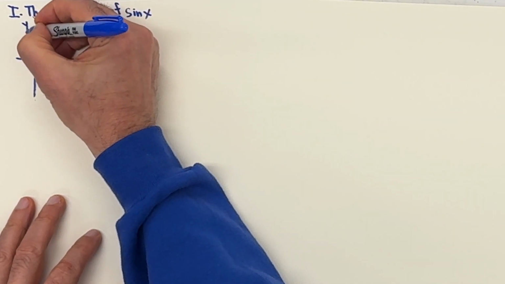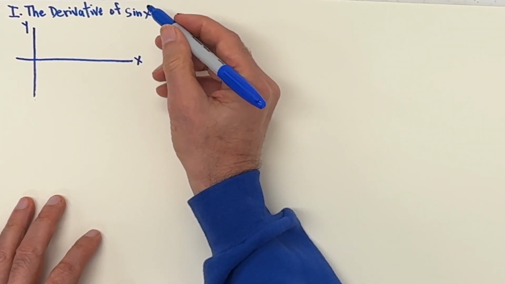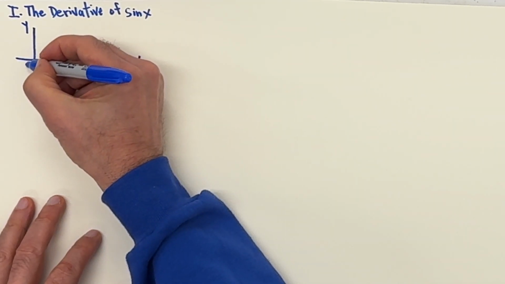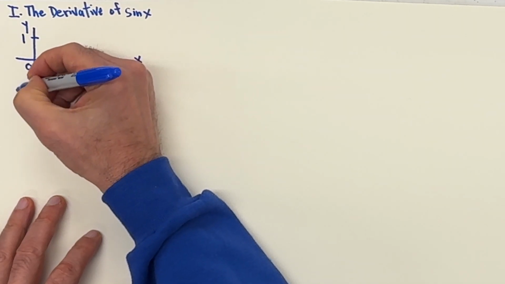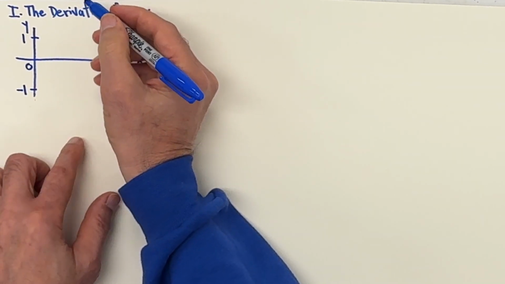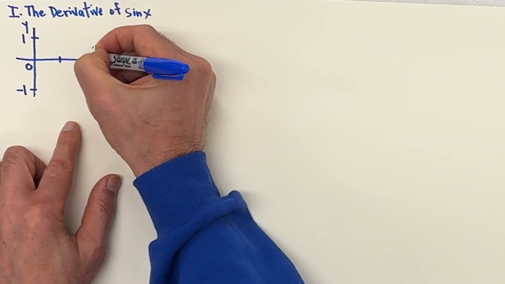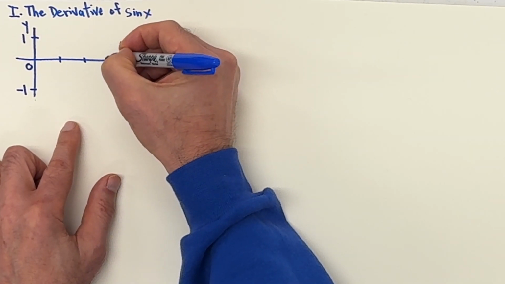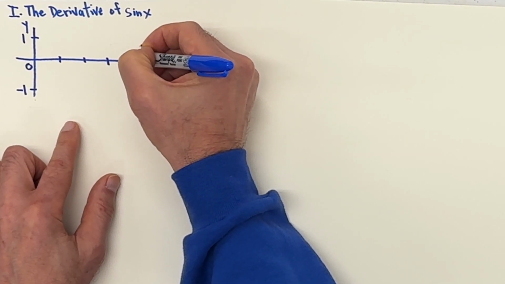So here we have y, which is going to be the sine of x, and this will be x. And let's put some values down: 0, 1, minus 1. And let's look at here pi over 2, pi, 3/2 pi, and 2 pi.